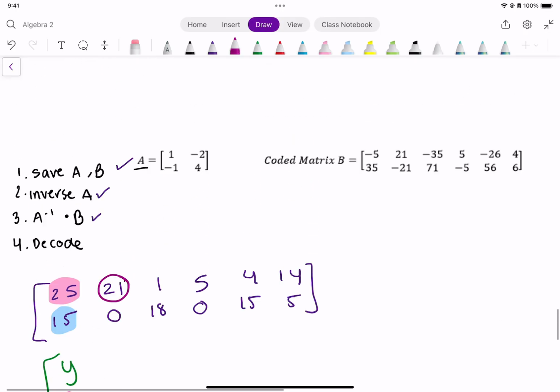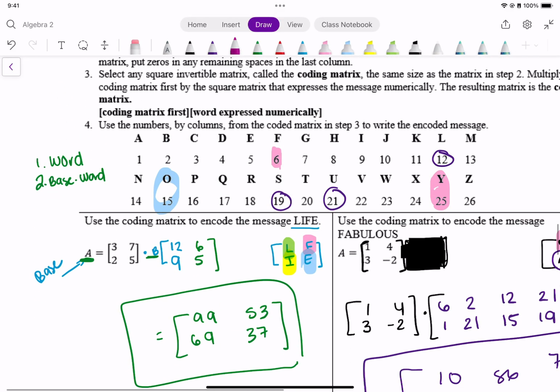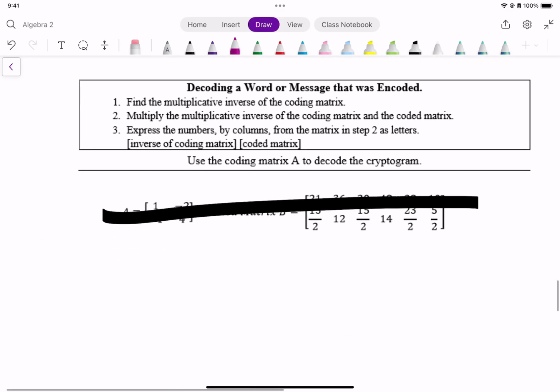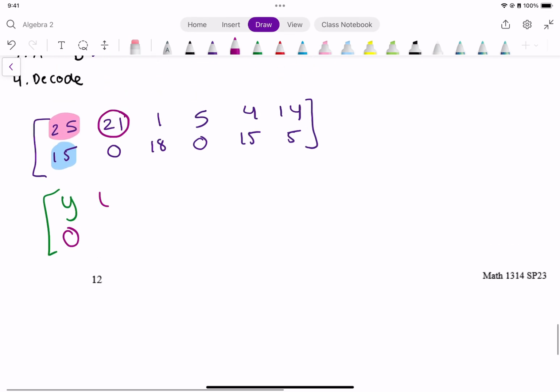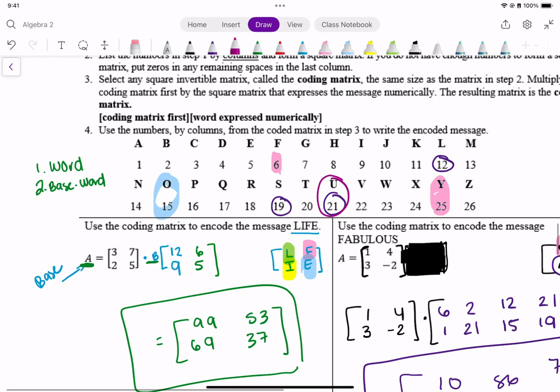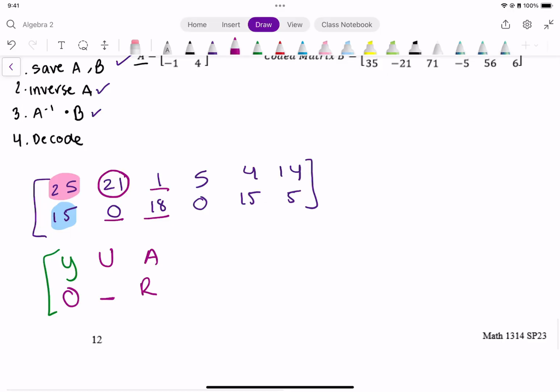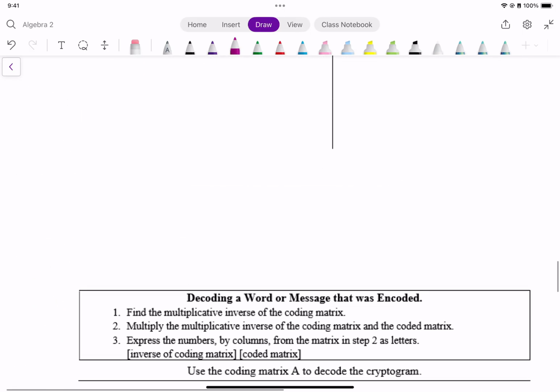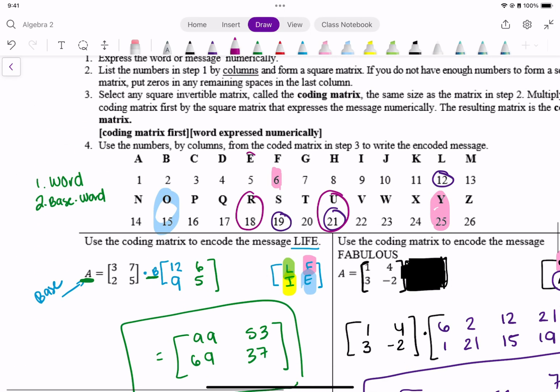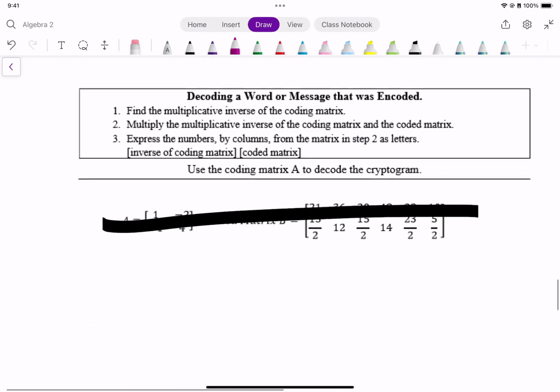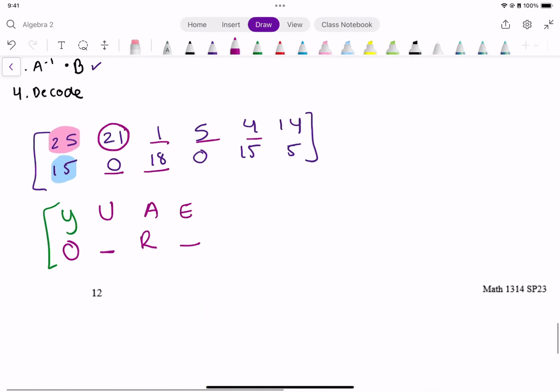Next up, 21. 21 is U. So go back, 21. U. Anything with 0, remember that is an underscore or a space. Then we have a 1. We know that's A. 18. Okay, 18 is R. Okay, we have 5, 0, 4. So let's do 5 and 4 both at the same time. So 5 is E, 4 is D.